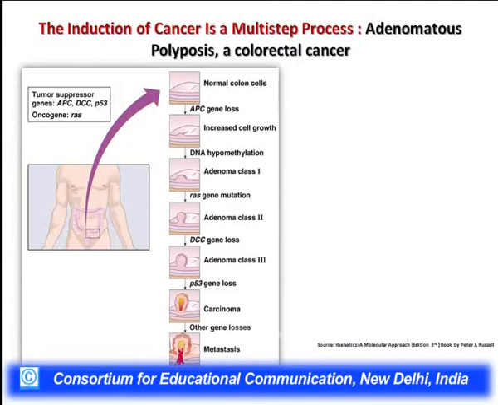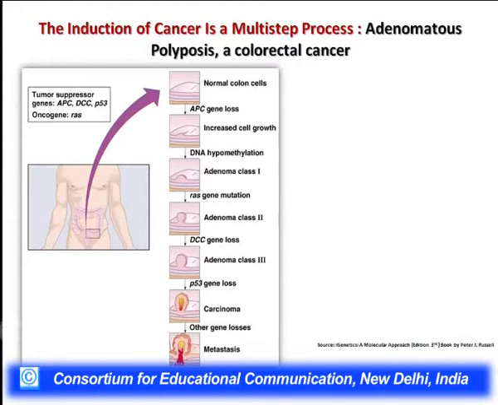Now, over here I have shown an example of colorectal cancer, adenomatous polyposis. Some of the tumor suppressor genes like APC, DCC and P53 are mutated, and one of the oncogenes, the RAS oncogene, has been mutated. We can see the normal colon cells in which the APC gene loss has occurred, which is a tumor suppressor gene, so there is increased cell growth. Subsequently, there is DNA hypomethylation due to which the adenoma is formed. Then the RAS gene mutation occurs, a proto-oncogene which converts into an oncogenic form.